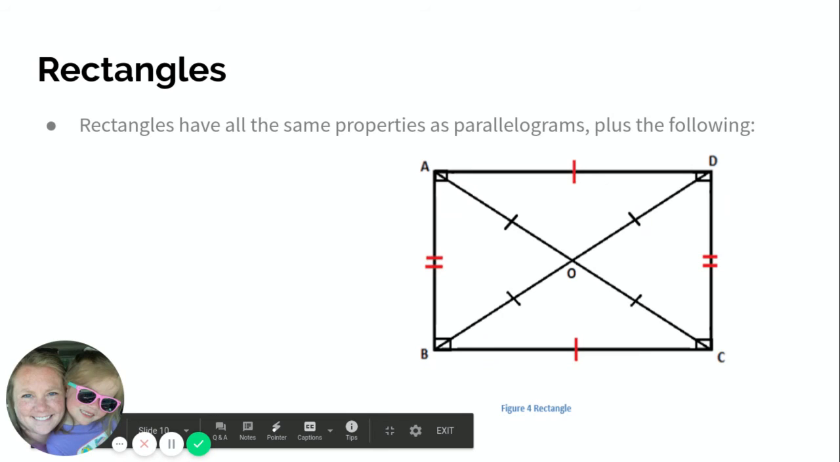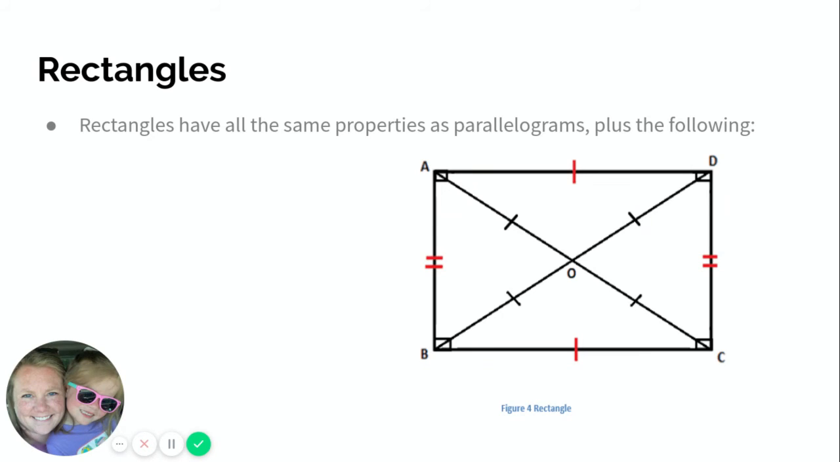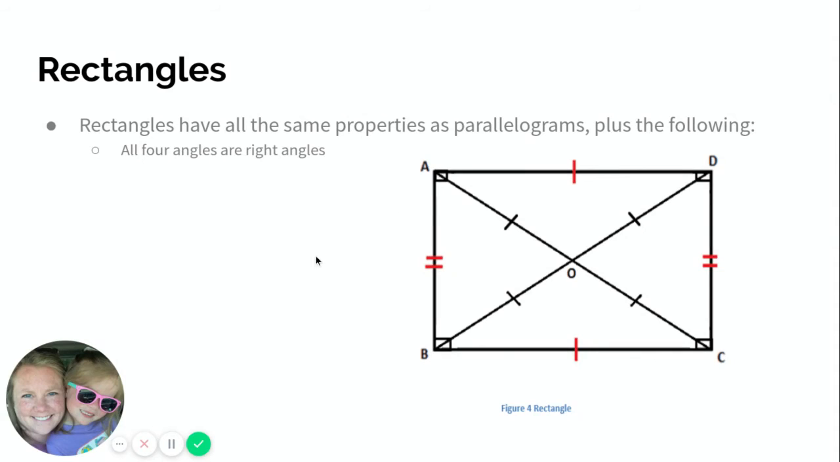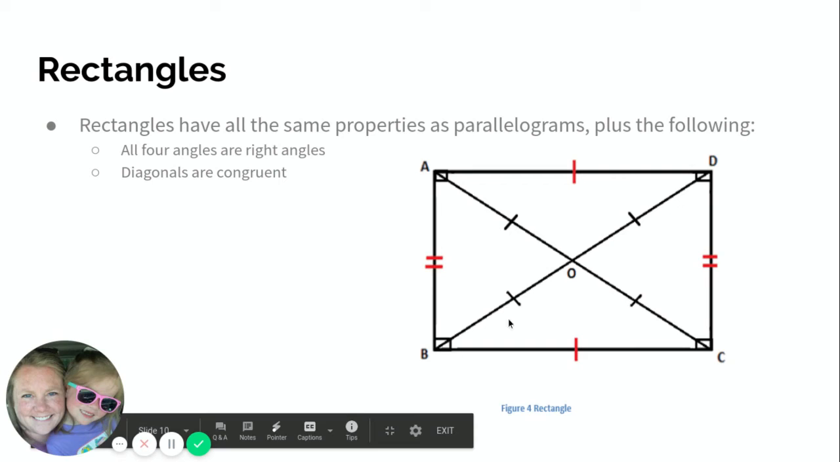Rectangles have all the same properties as parallelograms plus the following. All four of the angles are right angles, so they all equal 90 degrees. The diagonals are congruent. So now, not only are the diagonals bisected, they're also congruent. So if this one was 15 centimeters, then this one is also going to be 15 centimeters.